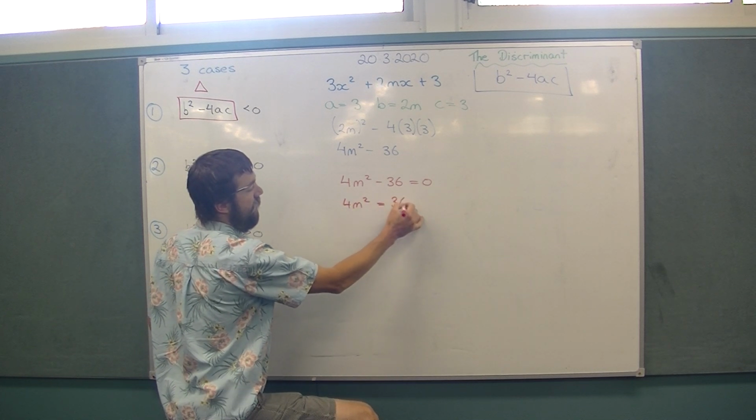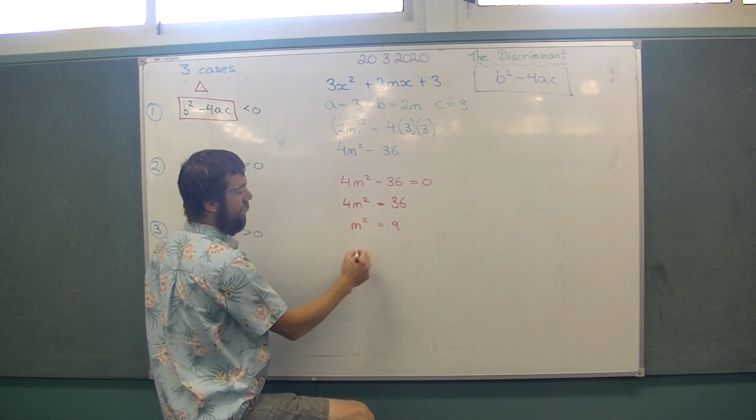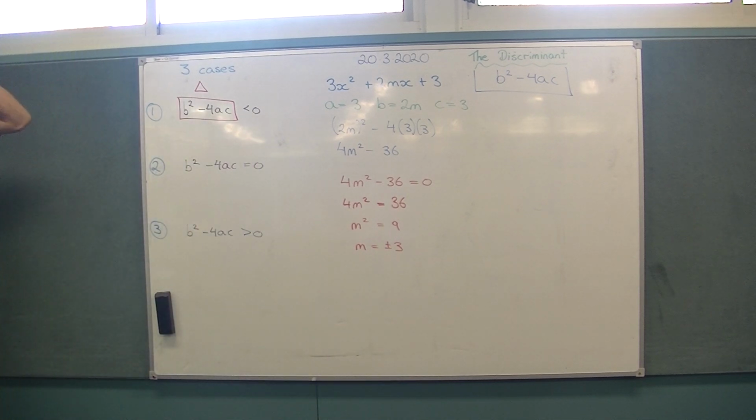We could also move the 36 across, then divide, then square root. What does that mean? M is equal to 3 or negative 3. And what do those numbers produce? How many solutions do they produce?